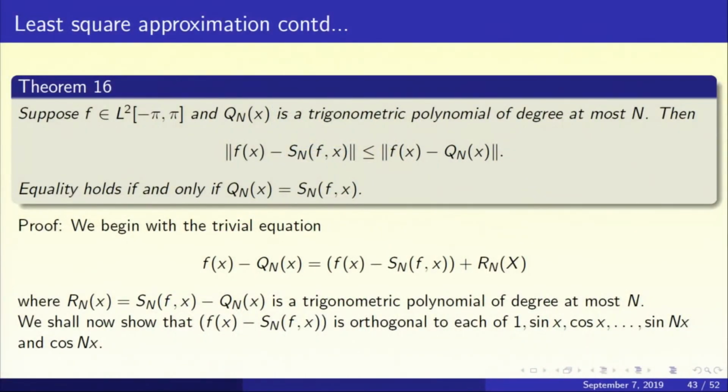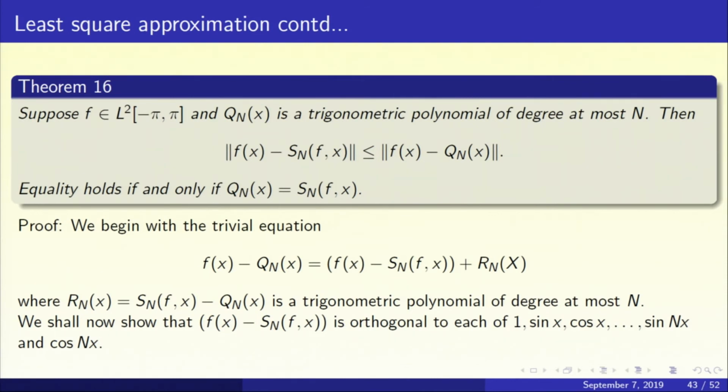You get that ‖f(x) − Q_n(x)‖ is greater than or equal to ‖f(x) − S_n f(x)‖. So ‖f − S_n f‖ is less than or equal to ‖f − Q_n‖. That's exactly what we are supposed to prove. When will equality hold? Equality holds if and only if R_n is 0. But what is R_n? R_n is exactly S_n f minus Q_n. In other words, equality holds if and only if Q_n(x) is S_n f(x). So this is the principle of least square approximation.